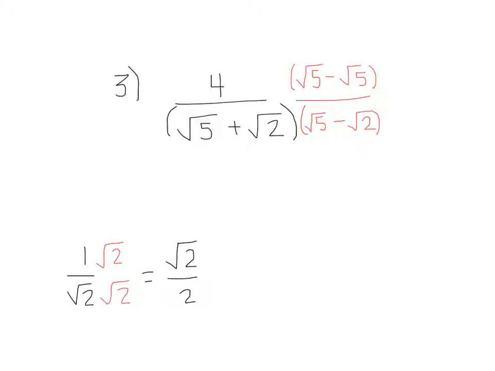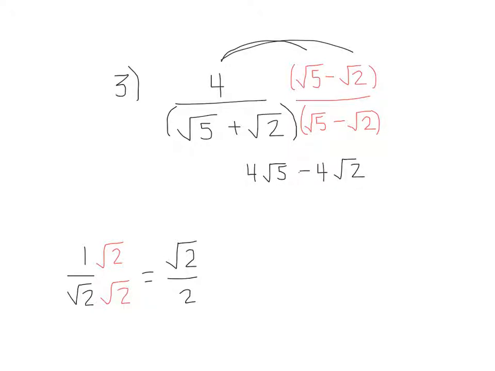So on the top, I'll go ahead and distribute. 4 times root 5 is, of course, 4 root 5. And then 4 times negative root 5 is, of course, oops, I think I wrote that down wrong. Yes, I did. That should be root 2. So 4 times negative root 2 is negative 4 root 2.